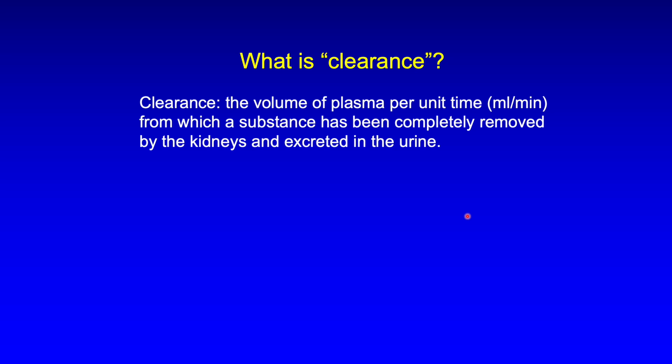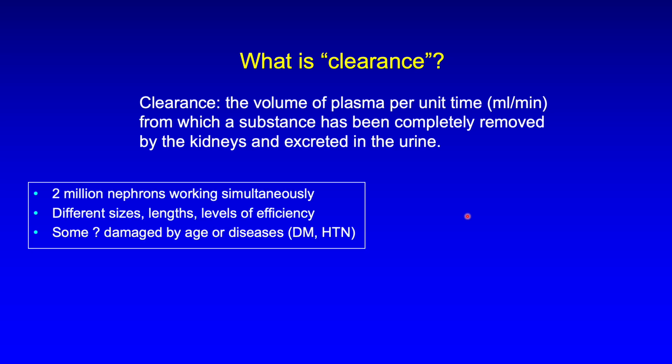it in the urine. Remember that our 2 million nephrons, even in the same person, are of different sizes, different lengths, working at different levels of efficiency. For instance, some are damaged by age or diseases like diabetes or hypertension, so they don't all do an equally good job of clearing stuff. The clearance formula, by looking at the concentrations of substance X in the plasma and the urine, and the rate at which urine is being excreted, just takes all those little nephron differences and tells us how well the pair of kidneys as a whole is doing in getting rid of X.